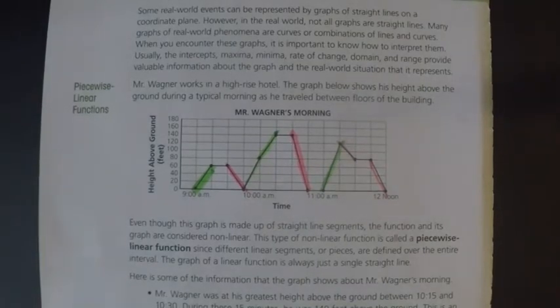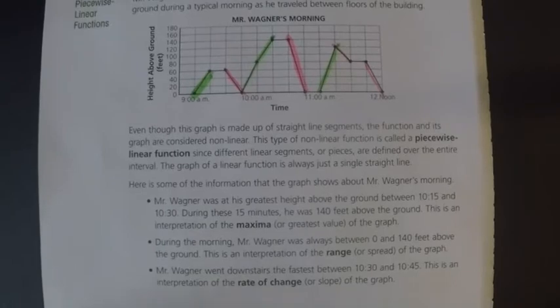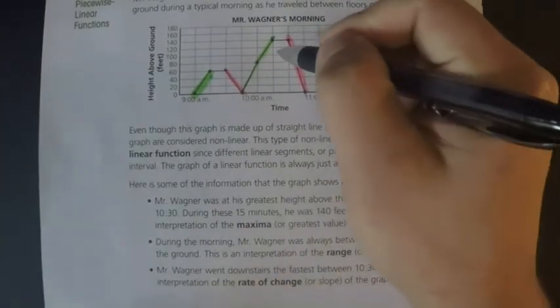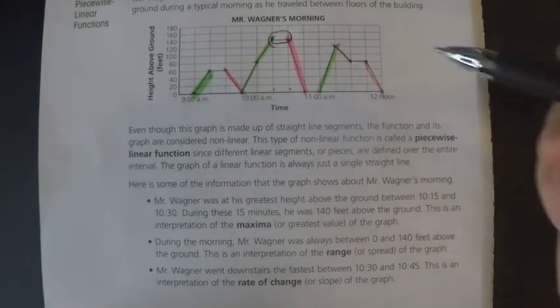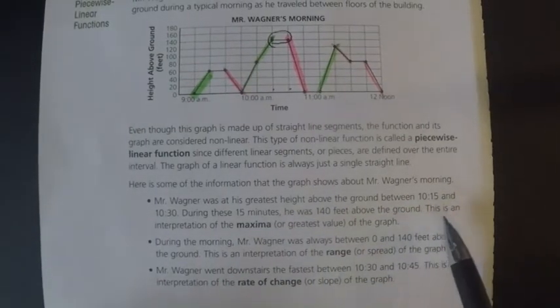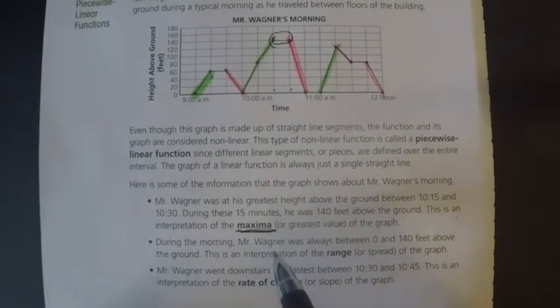So if we take a look, they pointed some things out here. They said here is some of the information that the graph shows about Mr. Wagner's morning. One, Mr. Wagner was at his greatest height above the ground between 10:15 and 10:30. If we take a look at that, the greatest height above the ground was right here, over the interval of 10:15 to 10:30. And during these 15 minutes, he was 140 feet above the ground. So this is an interpretation of the maxima, the greatest value of the graph.